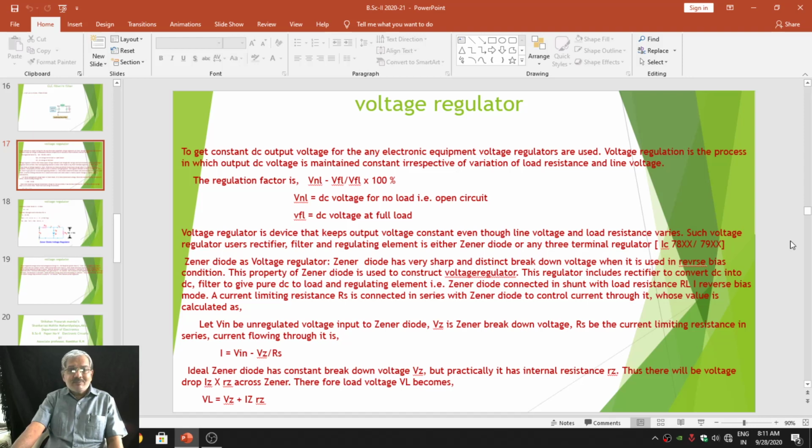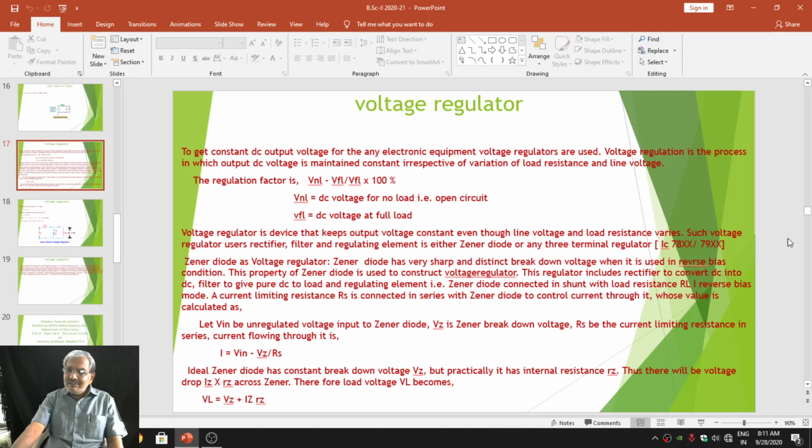Just by studying how to obtain pure DC at the output, now we are going to study how to design voltage regulators. Friends, voltage regulators are the last part of the first topic.